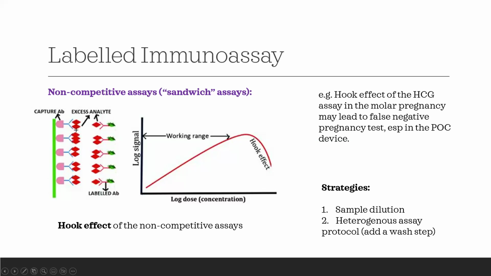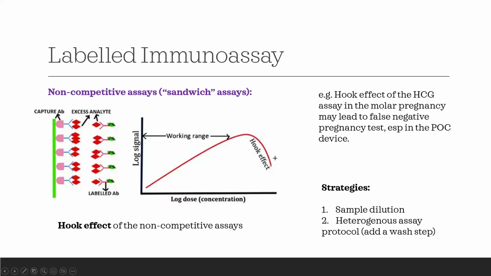We can see from here that more than one antigen will bind to the capture antibody, and when we add the labeled antibody, instead of binding to this antibody-antigen complex, it will bind to a free antigen. So the sandwich structures cannot be made in this case. This is why we can see the signal goes down as the concentration goes up.